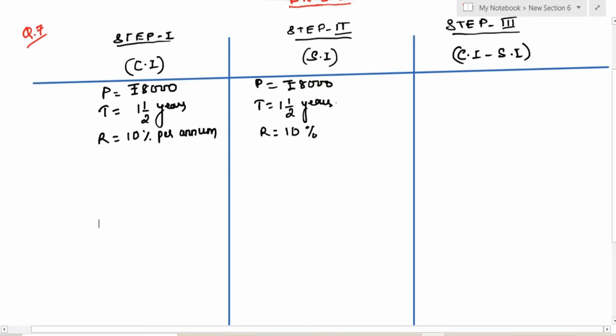Yes, question number 7 is going to be done in 3 steps. Step 1, step 2, step 3. First, we need to find out CI, that is compound interest. In the second step, we need to find SI, that is simple interest. And in the third step, we need to find out the difference between compound interest and simple interest.